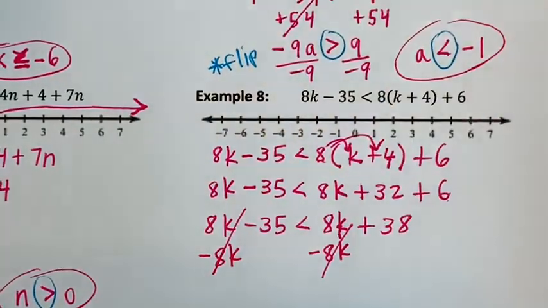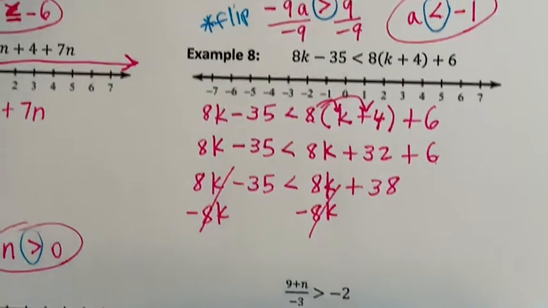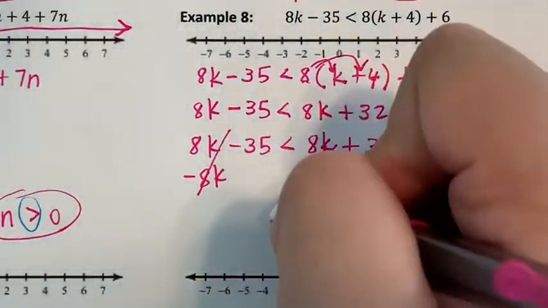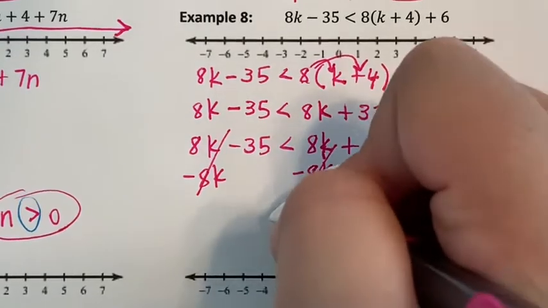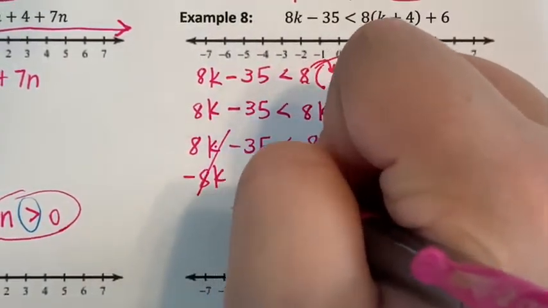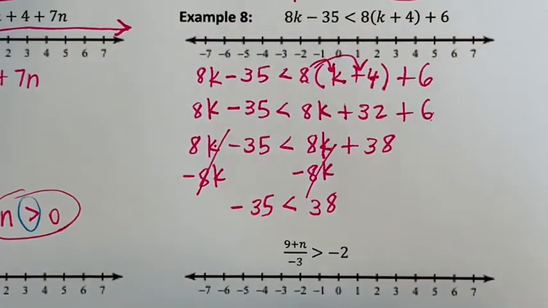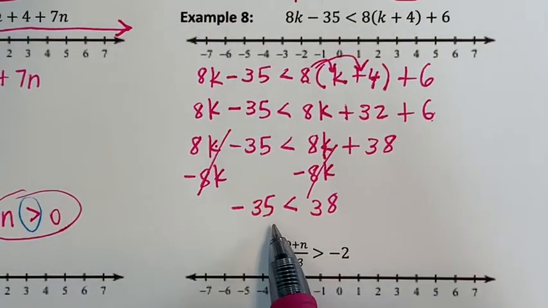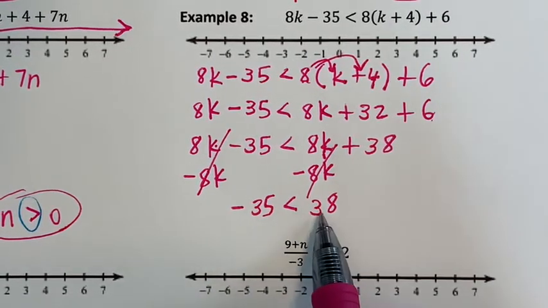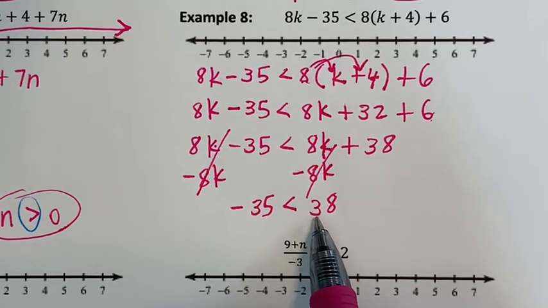Ooh, and I see something is happening here. When I go to subtract 8k from both sides, 8k minus 8k drops out, and I'm left with 38 on this side. 8k minus 8k drops out, and I'm left with negative 35 on this side. So my k's dropped out of the problem, and this is one of our special cases. This is an inequality statement, and you have to decide if it's true or false.